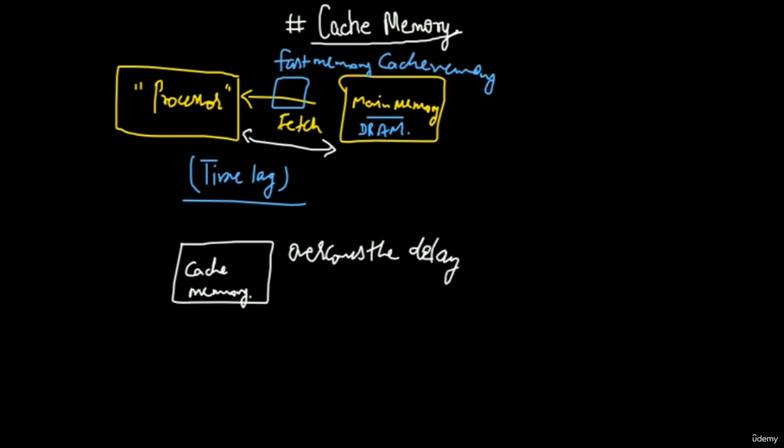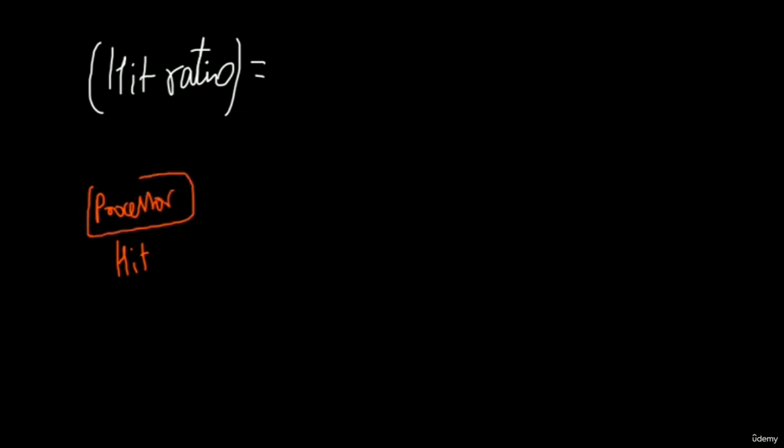Let's see how many times it gets successful. To know that, we calculate something called the hit ratio. You might think, what is the need of any kind of ratio? Well, the need is indeed there. First, let's understand what a hit means here. A hit is when a processor calls for some data from the cache memory, and it is successfully able to give that.